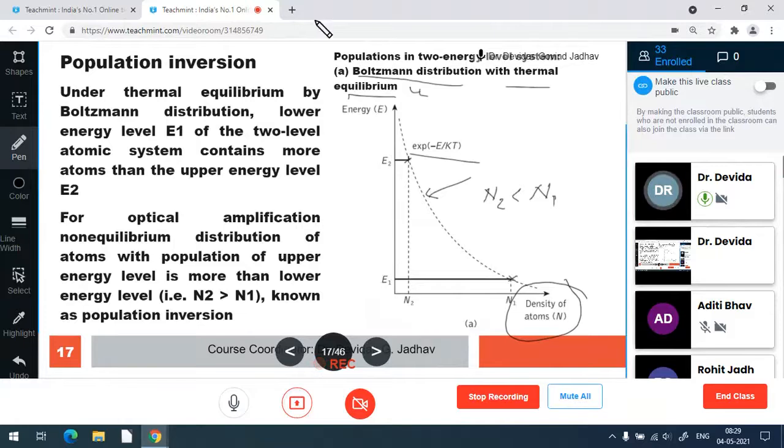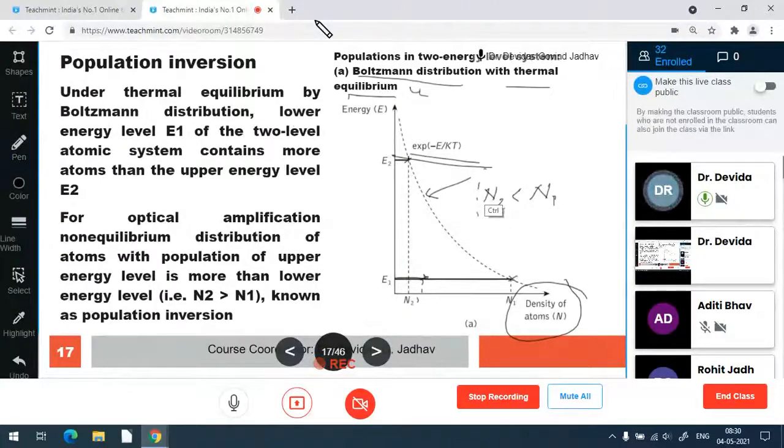And this is not a favorable condition for amplification, because for amplification or emission of the photon, higher energy state charged particles must be larger, and this is achieved by population inversion. Population inversion makes this non-equilibrium condition by breaking the Boltzmann distribution thermal equilibrium with the help of pumping. Pumping is the supply of energy, maybe from light, maybe from electromagnetic radiation, or maybe from biasing voltage. And the higher energy state density of atoms becomes larger, so E2 becomes larger than E1. So E1 becomes smaller.